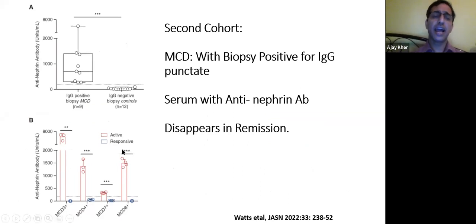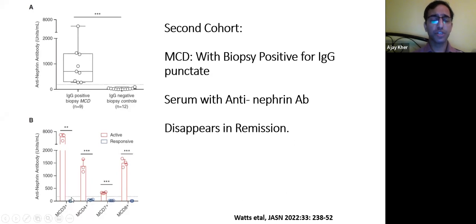Then what they did is they did a second cohort of minimal change other than the Neptune cohort, and they had 9 biopsies in which there were IgG positive punctate deposits, and all of them had anti-nephrin antibodies that were high. And then they had normal controls like lupus and diabetic nephropathy, FSGS, and other controls, and they did not have any anti-nephrin antibodies.